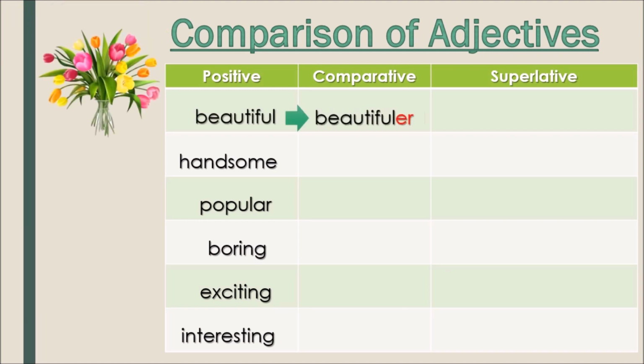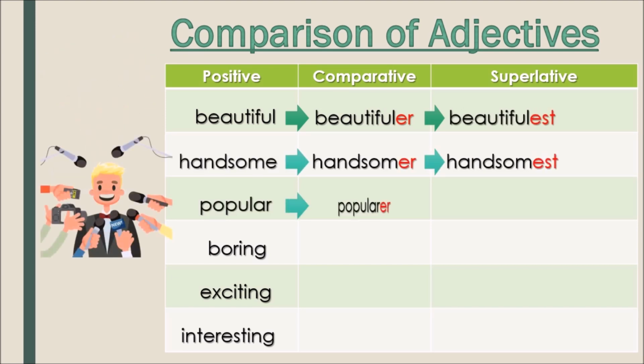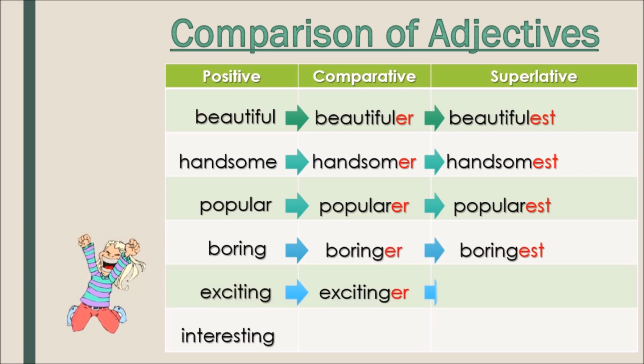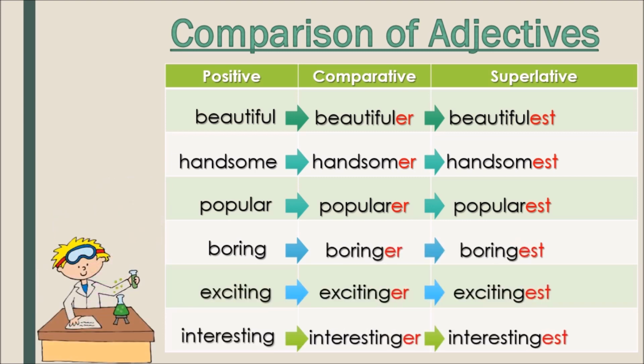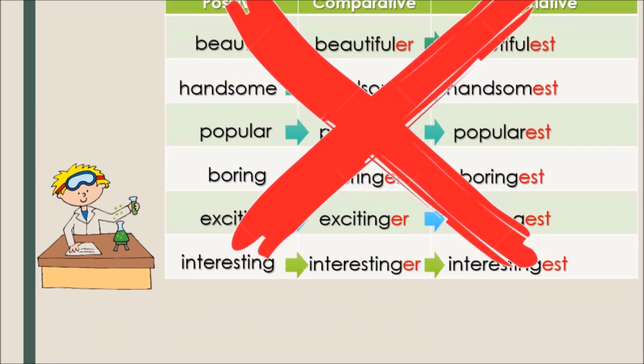Beautiful, beautifuler, beautifulest. Handsome, handsomer, handsomest. Popular, popularer, popularest. Boring, boringer, boringest. Exciting, excitinger, excitingest. Interesting, interestinger, interestingest. Did I get them right? They are all incorrect. Not all the words can be added with er and est.